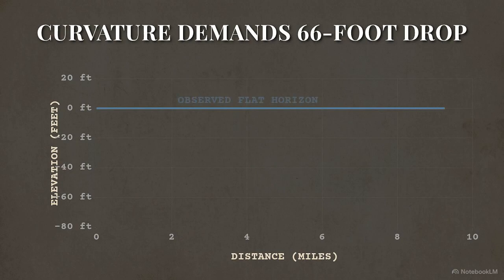Start with the baseline rules of fluid mechanics. Liquid at rest cannot physically bulge. It naturally flows to find the lowest point and forms a completely horizontal, flat baseline. This diagram contrasts that flat baseline against the required geometry of a globe.